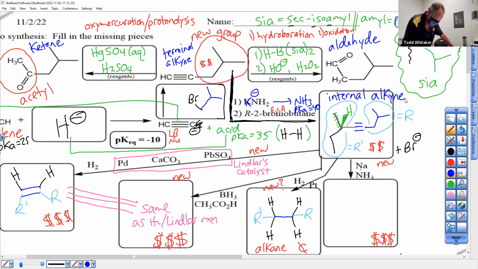So if you're asked, how can you make a cis alkene? You say, take an internal alkyne and react it with H2 and Lindlar's catalyst, which is this combination. Or take an internal alkyne and react it with BH3 and acetic acid. That's what that is. That's acetic acid down there. So you have to be able to make cis alkenes and trans. That's the last thing we got to do. It's the last box.